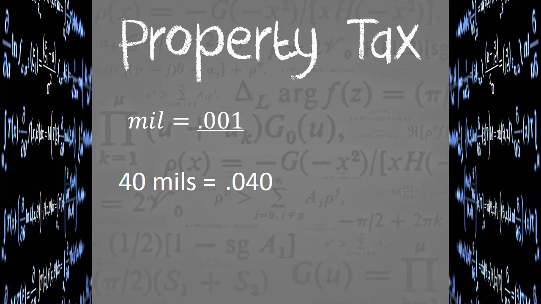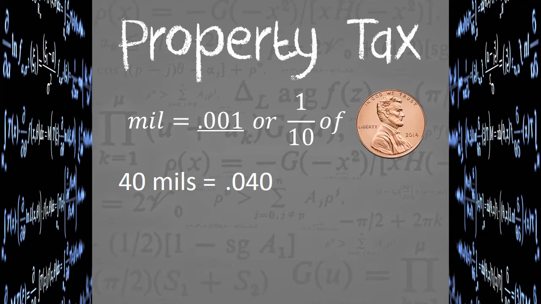Sometimes they give you the tax rate as a mil, and sometimes they give you so many dollars per 100 or so many dollars per 1,000. But you're going to have to convert everything to mils. And a mil is 1/10 of a penny. 40 mils would be 4 cents. Okay? You've got to know that. Now, with that in mind, let's work a real simple problem so you can get a handle on this.